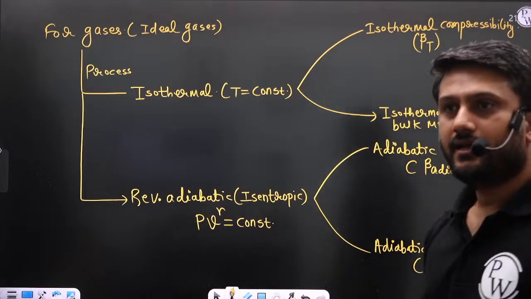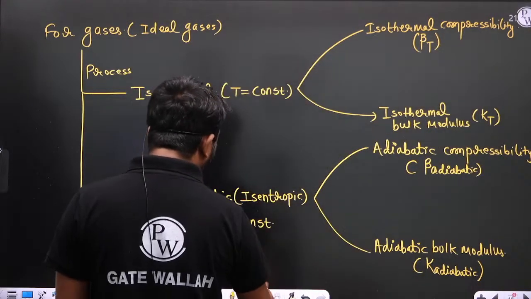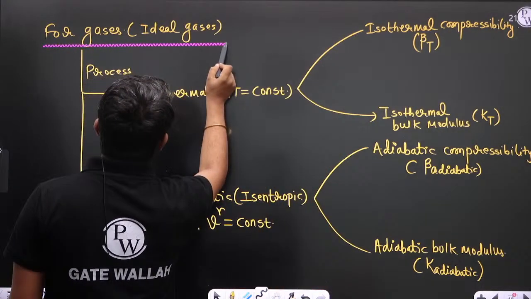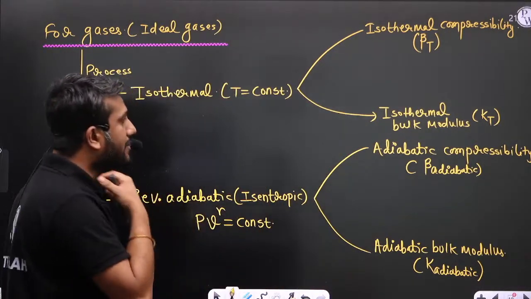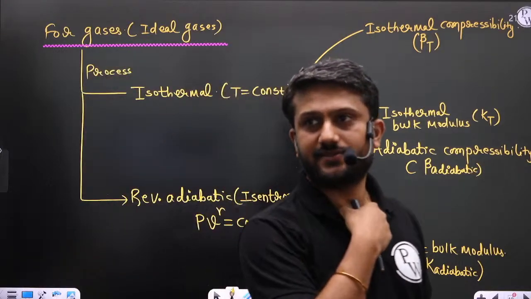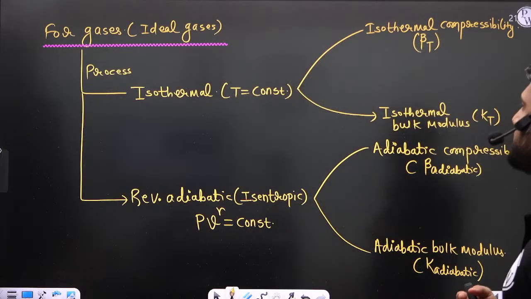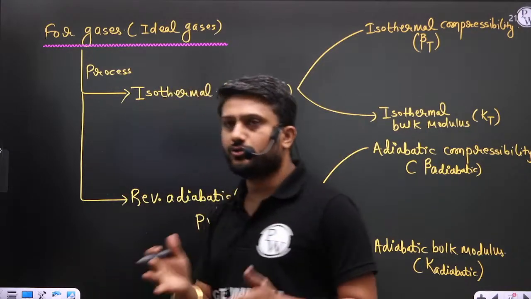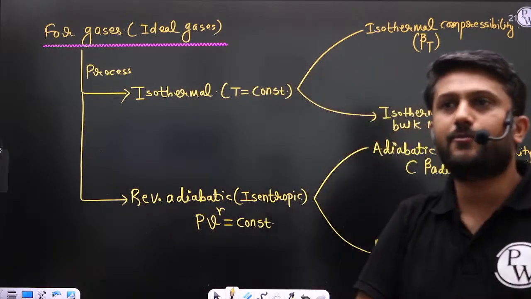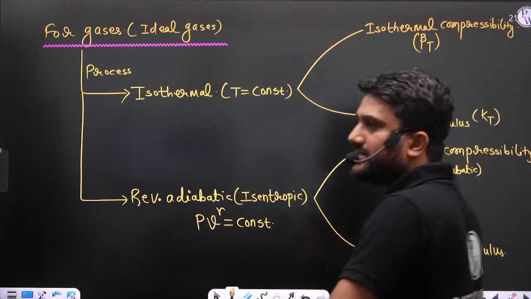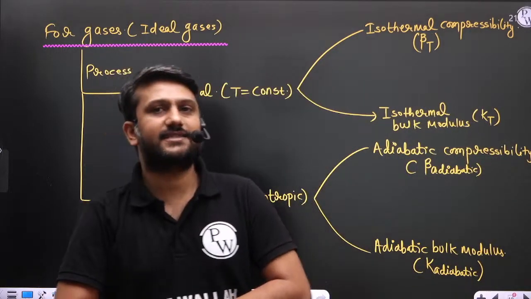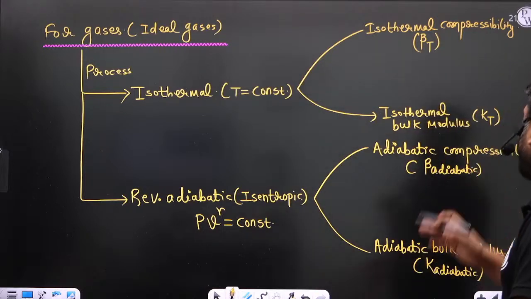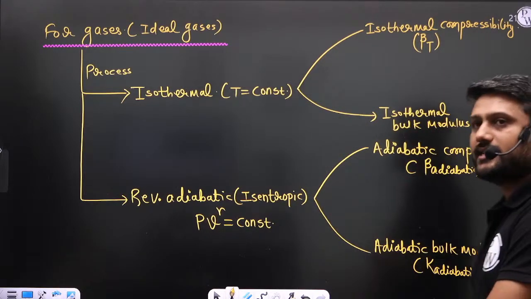We are talking about the gases now, beta, because in case of the gases, compressibility and the bulk modulus depend on the type of the process. So if the process is isothermal, then isothermal compressibility and isothermal bulk modulus come into picture. And if the process is reversible adiabatic, or simply adiabatic or isentropic, then adiabatic compressibility and adiabatic bulk modulus come into picture.